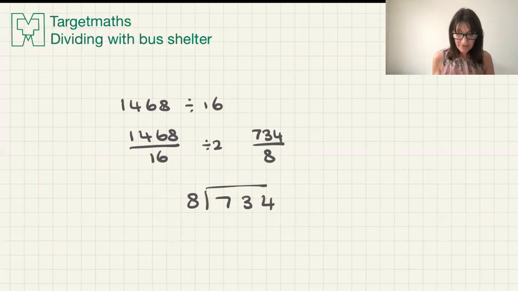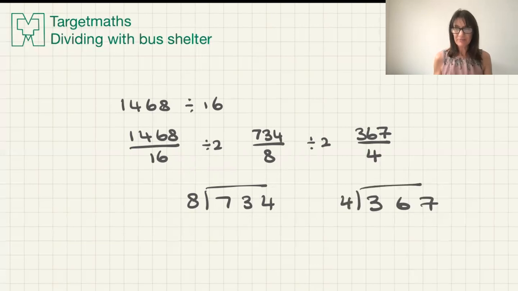These are both even. So if I wanted to take the time, I could make it even smaller. And half again, 367 over 4. Now I can put that into my bus shelter and get my answer using the 4 times table. You'll notice I can't go again. Wouldn't it be nice if I could? If I could half again, and then I could just use the 2 times table. I've got an odd number here, so that's not happening. So I am going to stop.